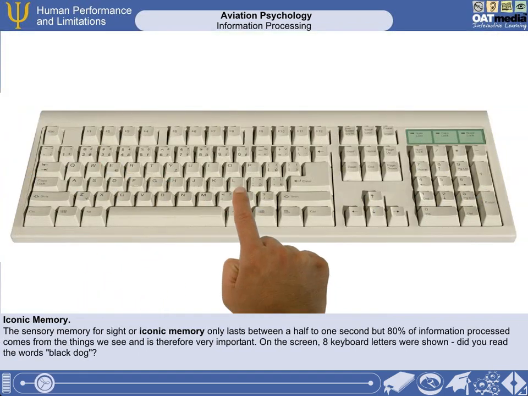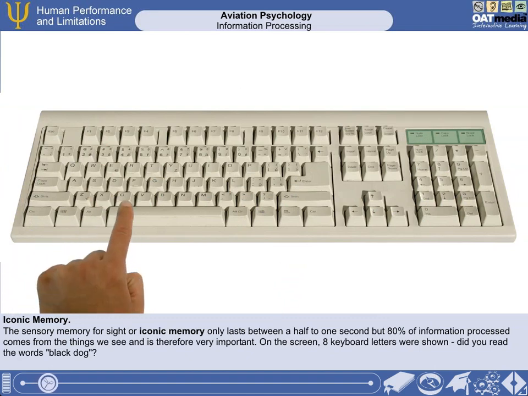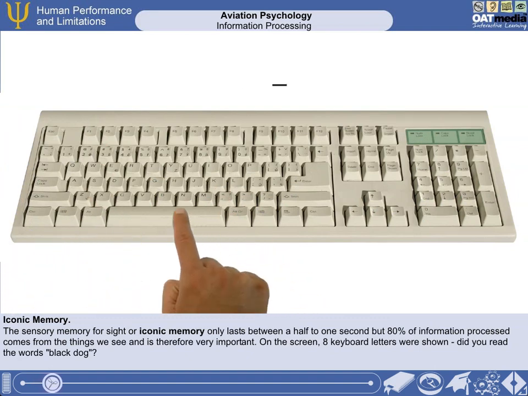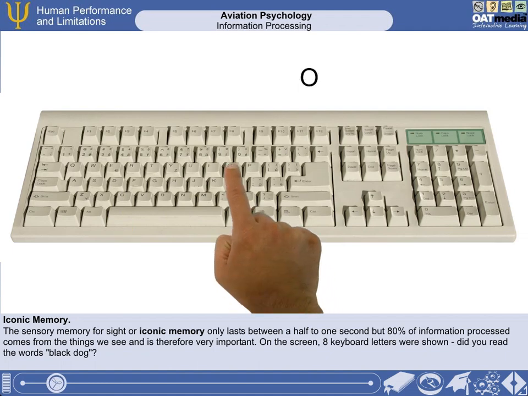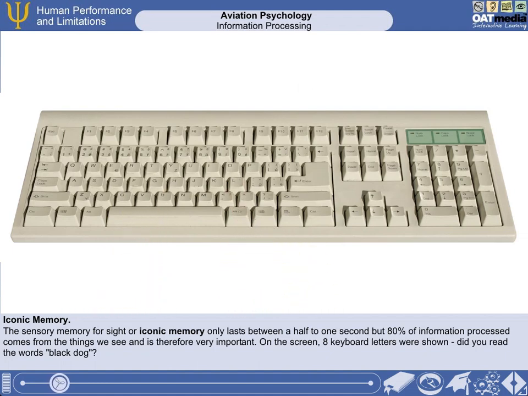The sensory memory for sight, or iconic memory, only lasts between a half to 1 second, but 80% of information processed comes from the things we see and is therefore very important. On the screen, 8 keyboard letters were shown. Did you read the words black dog?